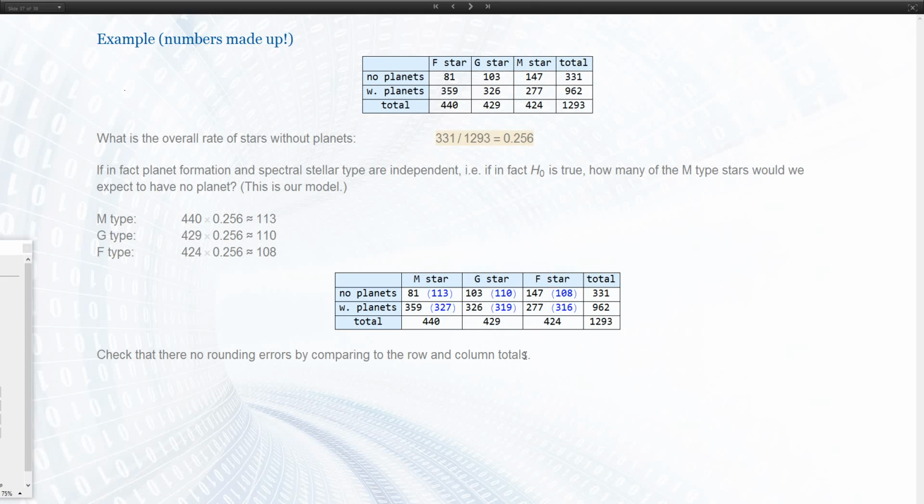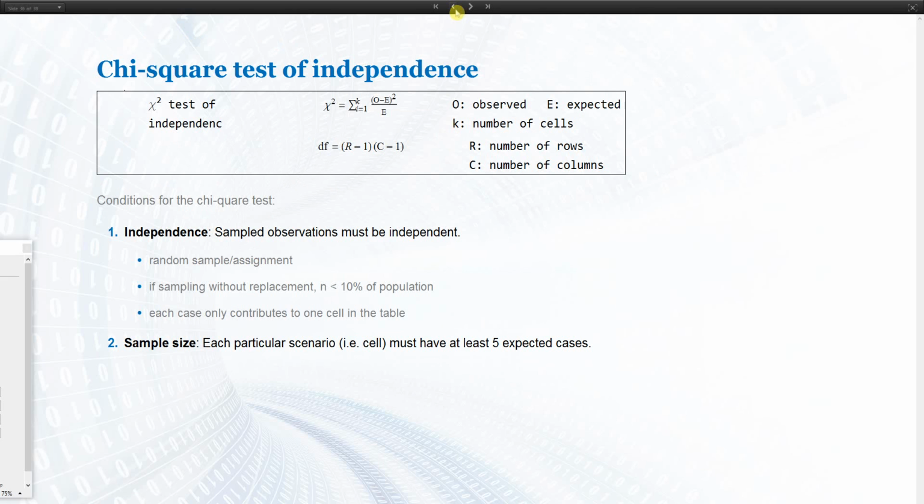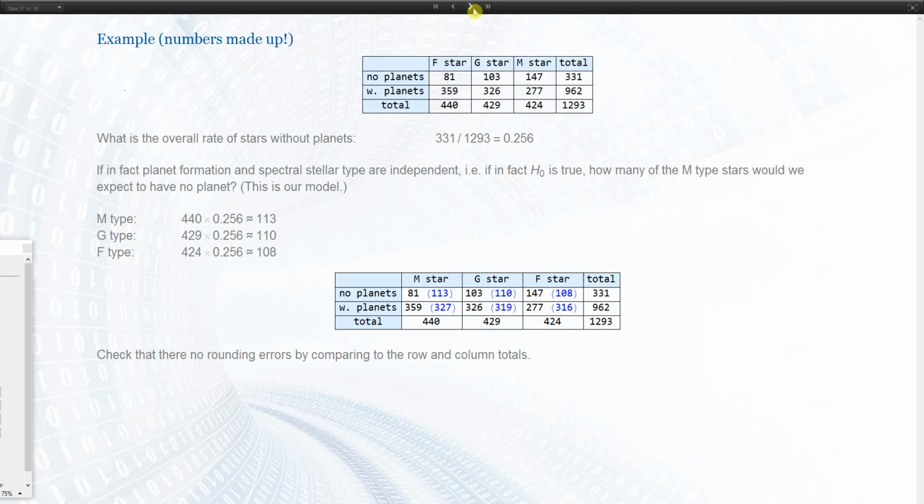So with this number we can compute an expectation. So that's the blue numbers here. 25.6% from 440 is 113. So we would expect to find 113 M stars without a planet if we observe 440, and so on. Yeah. And now we can compare again the differences between the two. And here the test statistic works the same. We take this difference, square it, this difference, square it, and so on, and we do it for all the 6 cells here.